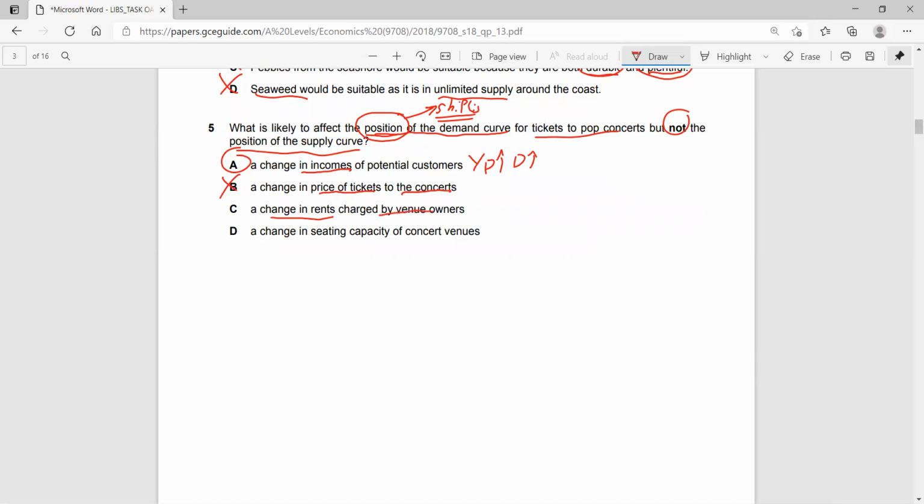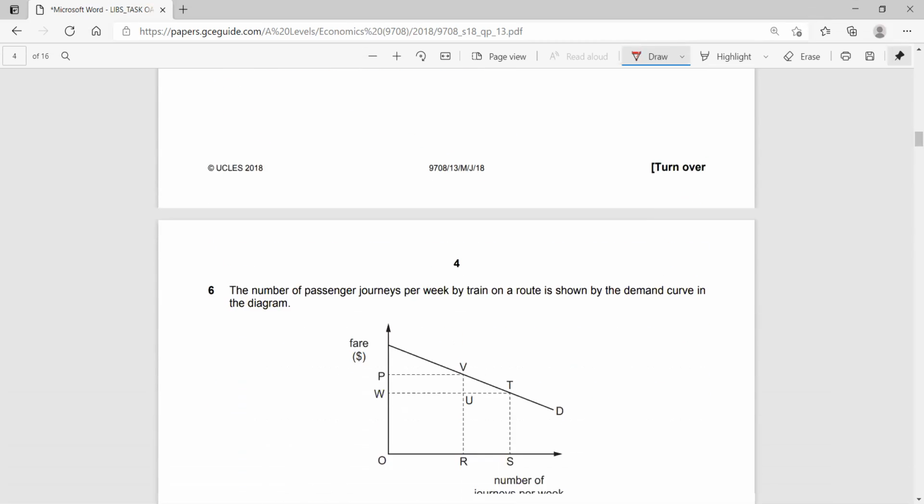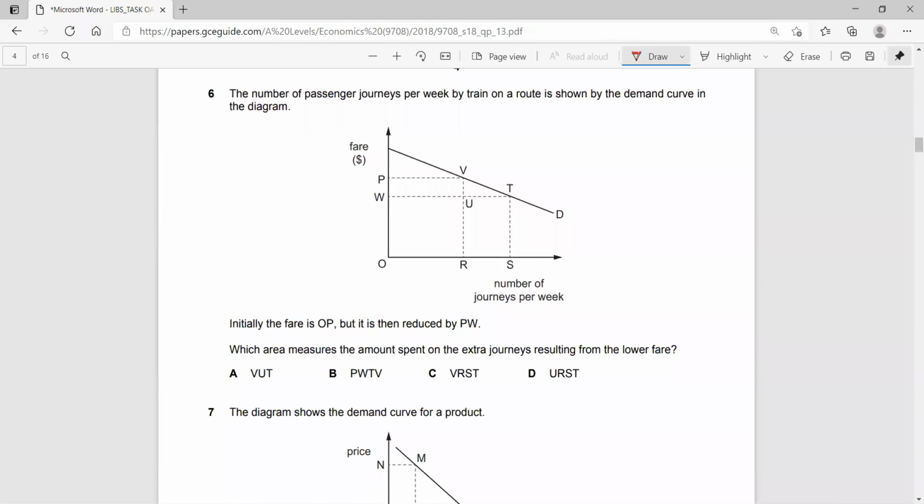A change in rents charged by the venue owners would add to costs, and this would shift your supply curve. It would decrease supply, shift it to the left, and we're not looking at that. We don't want the supply curve to change. A change in the seating capacity of the concert venues, again, depending on what the change is, whether it's positive or negative, they will either increase or decrease the supply curve, which is not what we're looking at either. Since the supply curve was supposed to be the same, the demand curve was supposed to change.